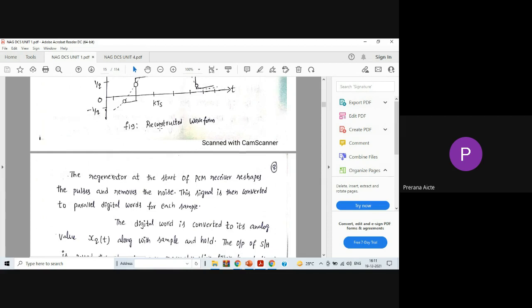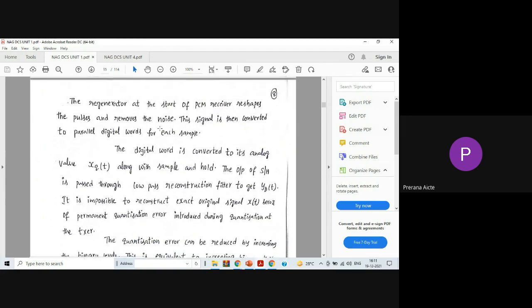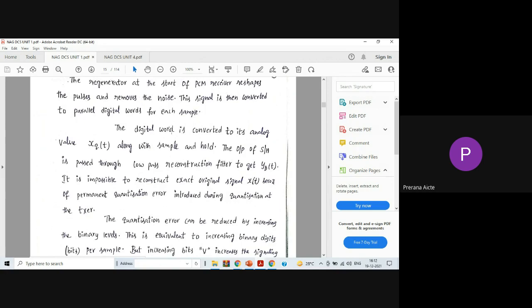See here, whatever we discussed, I am just reading a few points. The regenerator at the start of the PCM receiver simply reshapes the pulses and removes the noise. After that, the signal is converted to parallel digital words for each sample. Then the digital data is converted to its analog value xq of t with the help of the sample and hold circuit. Then the output of the sample and hold circuit is passed through the low pass filter to get the message signal. Okay.